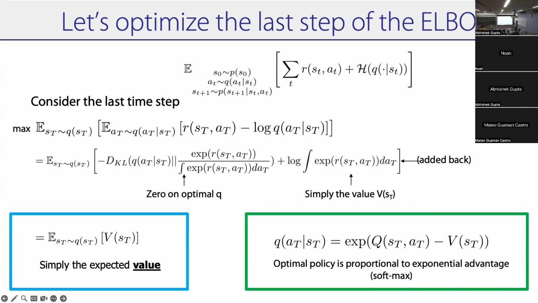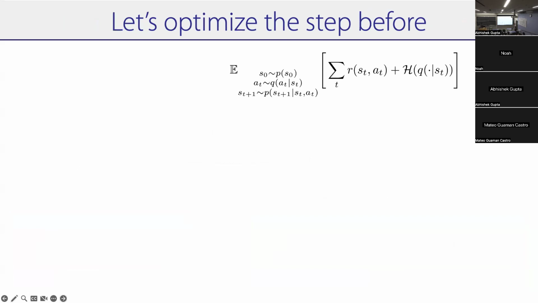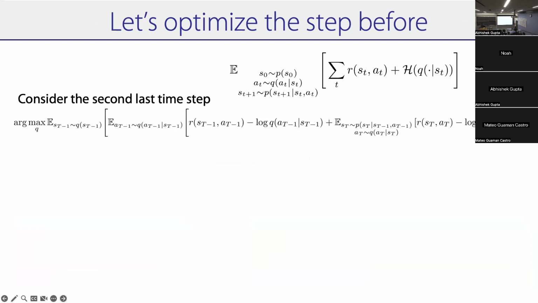Okay, so that's the last time step. That's your optimal policy. That's the value, right? And now let's go to the second last time step. So the second last time step, we're going to have a little bit more. If you remember what we do elsewhere, it's kind of the same thing. You're going to have your second last reward and entropy at the second last time step, plus the last time step. So this is the second last time step, these two, and that is your last time step.